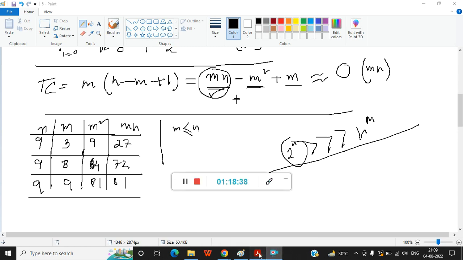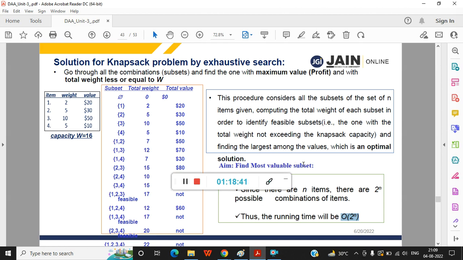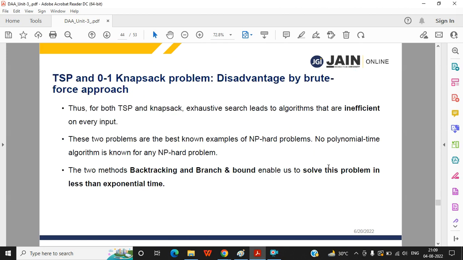Okay, so this completes the knapsack problem. Backtracking and branch and bound. Greedy method they did not mention. Anyway, backtracking and branch and bound we will have in the next class. These are two other techniques through which the knapsack problem can be solved, and with those you can solve this problem in less than exponential time.